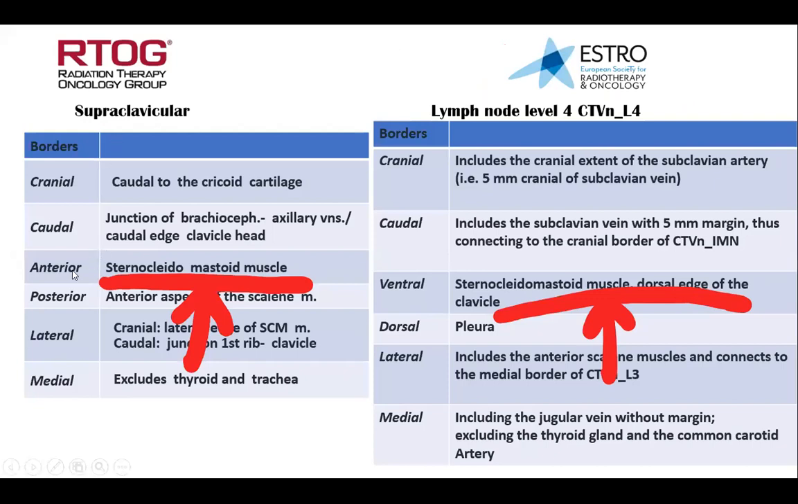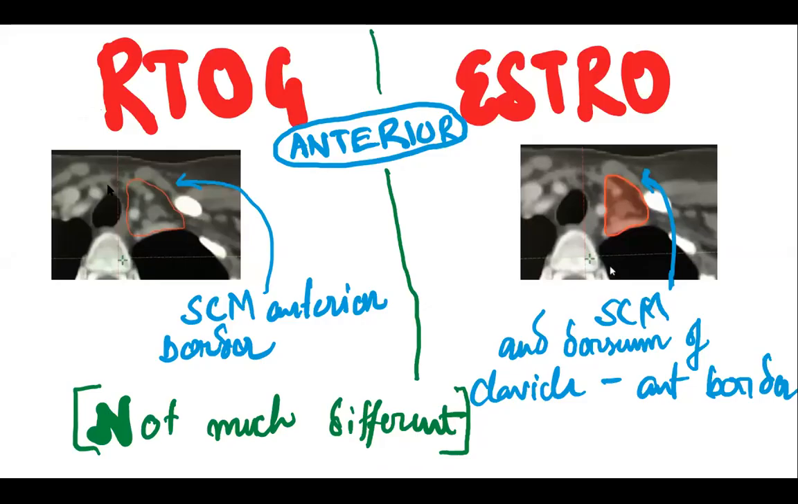So moving ahead with the anterior border, both RTOG and ESTRO were similar. Both considered sternocleidomastoid. Sternocleidomastoid is taken as an anterior boundary of the RTOG, and it is similar for the ESTRO guidelines as well. There is not much difference between the anterior border in both these groups.